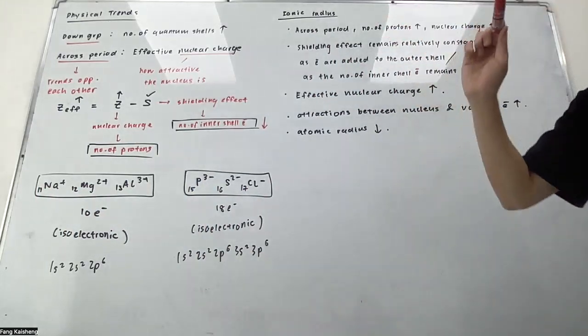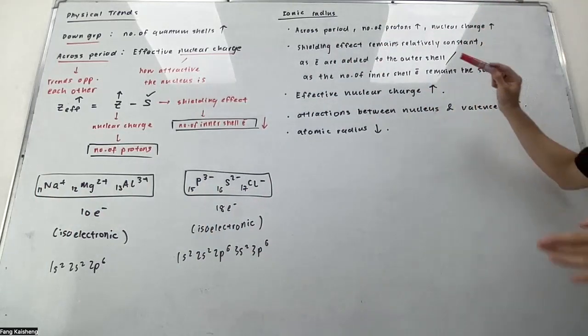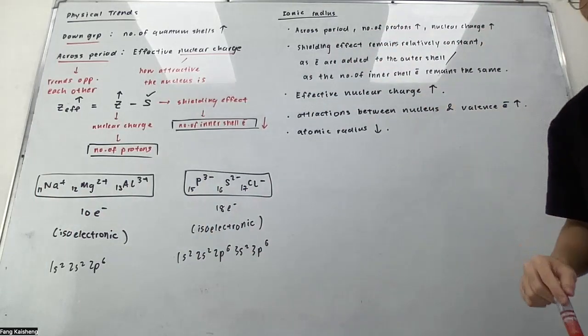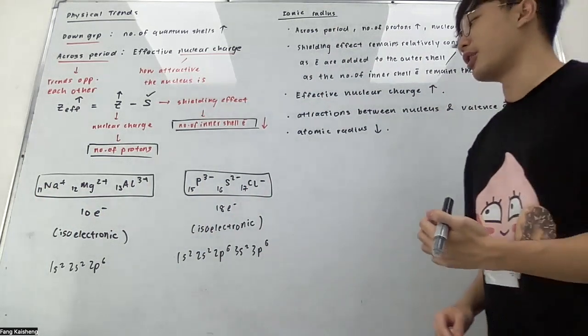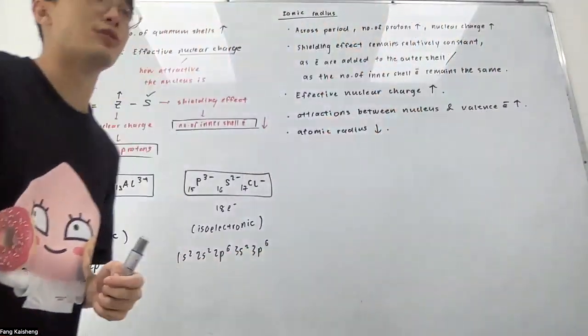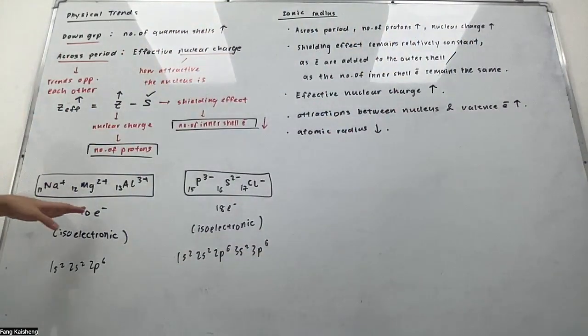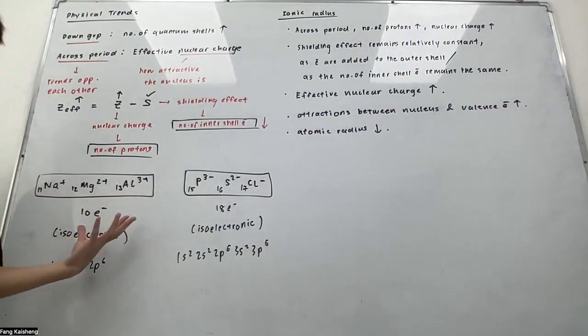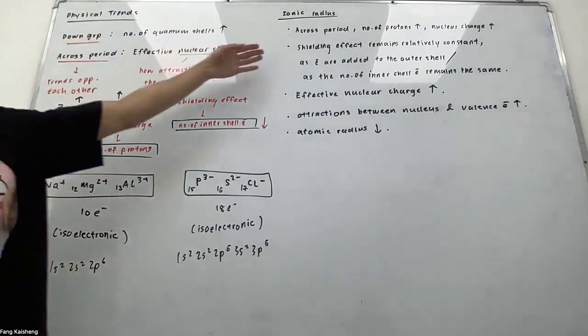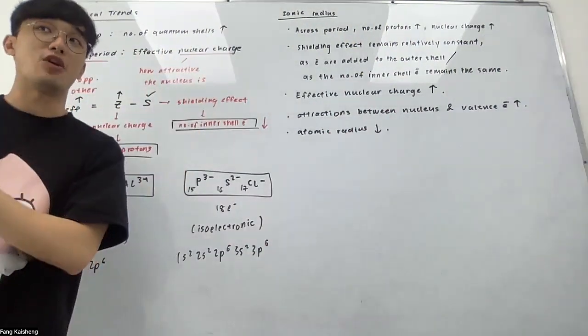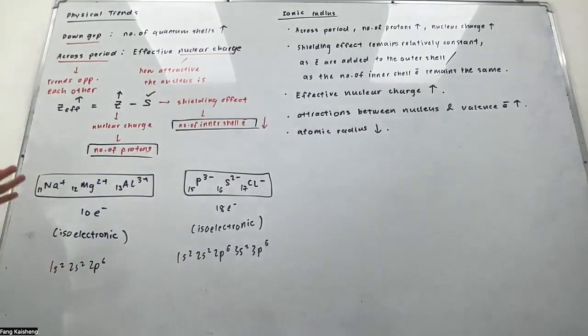Okay, so that means the first point is the same. Now we look at the second point. How about the shielding effect? Shielding effect looks at the number of inner shell electrons. Can you all look at the inner shell electrons and tell me, are they the same or different? The number of electrons is a little bit the same, right? Since they are isoelectronic, you all agree that the shielding effect also remains relatively constant. Okay?